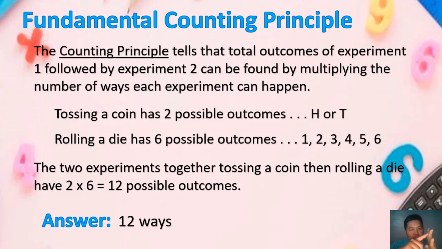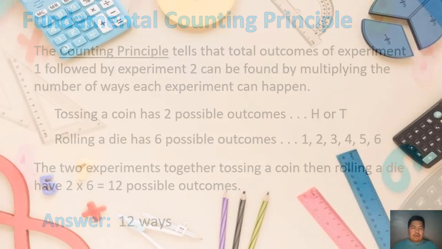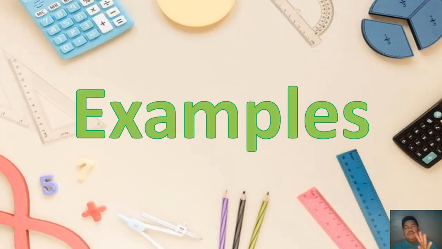So, I have shown 4 ways. Let's choose which one is easiest for us: table, tree diagram, systematic listing, or the FCP, the fundamental counting principle. Now, here are the examples for the 4. You can choose, but I'll be focusing on the easiest, which is the fundamental counting principle.